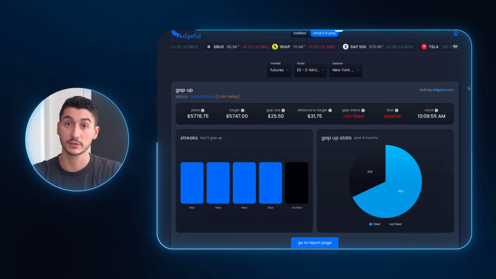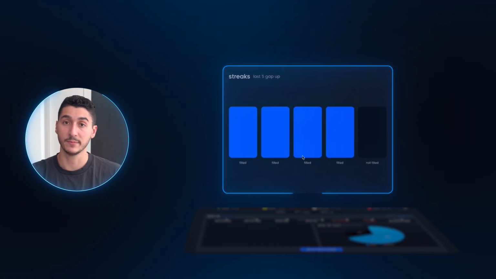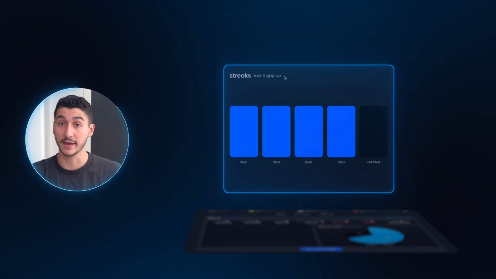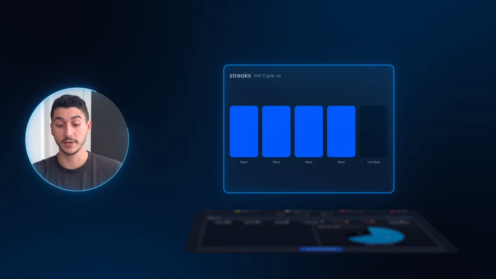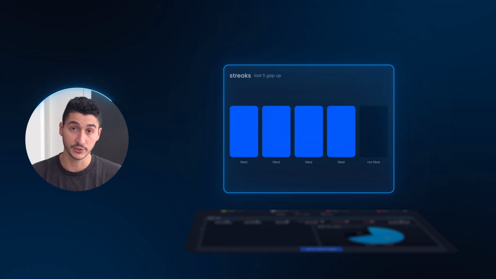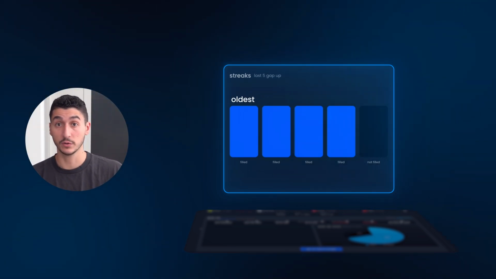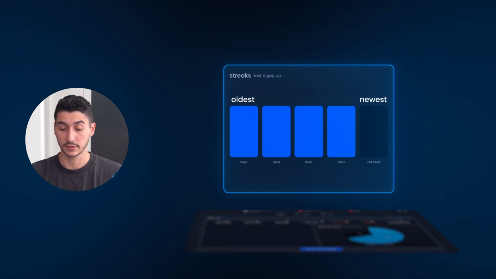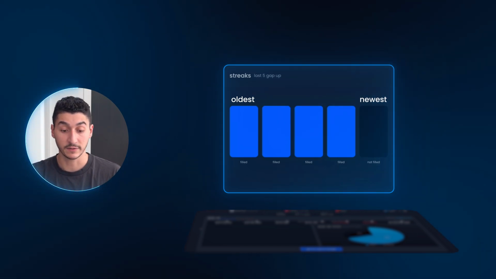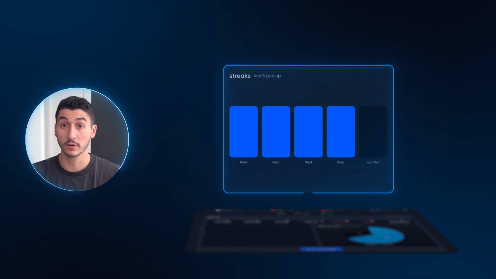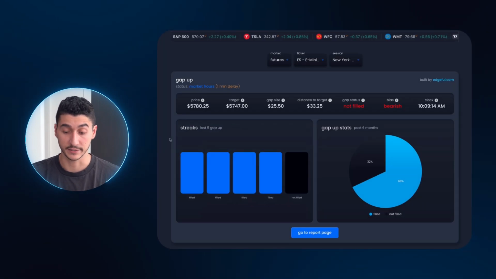Then we have the streaks. So you can see when there's a gap down, it will show you the last 5 gaps down. And you actually read this in the same way as you'd read a price chart. So left is the oldest, to the right is the newest. So you can see in the last 5 gaps down, 4 of them have filled on ES specifically.